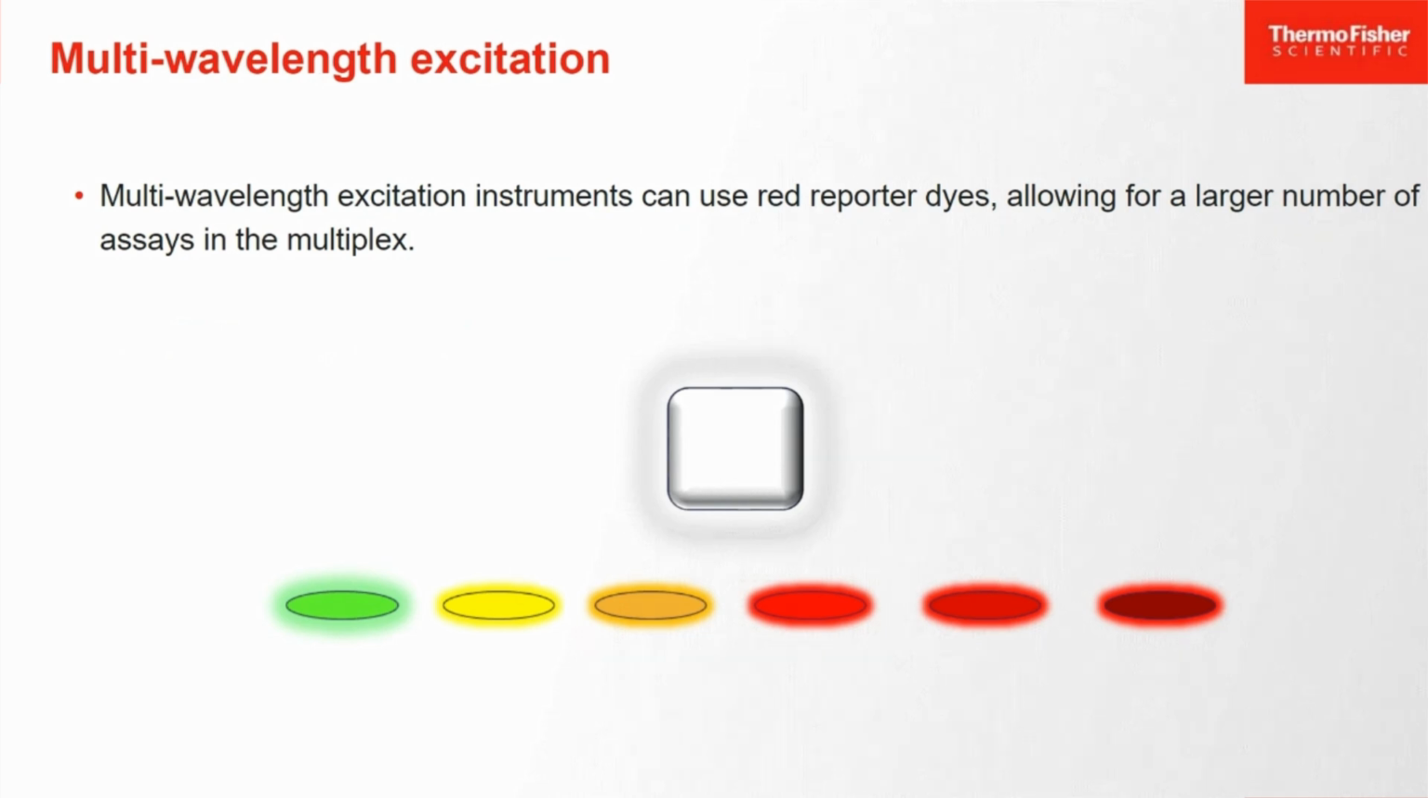Multi-wavelength excitation means that the excitation source is going to have broad frequencies, and those are divided up into filters. And so the filters can be paired, that is, excitation filters can be paired with emission filters to provide maximum excitation. So therefore we can use a wider range of red dyes.